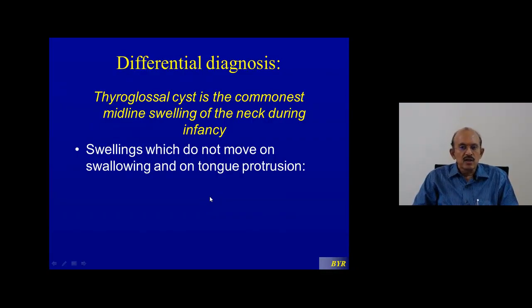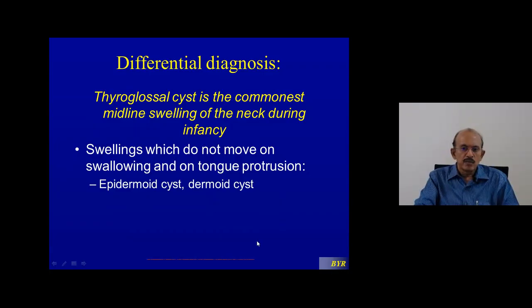So differential diagnosis: swellings which do not move on swallowing and on protrusion of the tongue. There may be some swellings in the midline of the neck which do not move on swallowing and on protrusion of the tongue. They are epidermoid cyst and dermoid cyst. So how do you differentiate? Because of lack of movement during protrusion of the tongue and during swallowing.